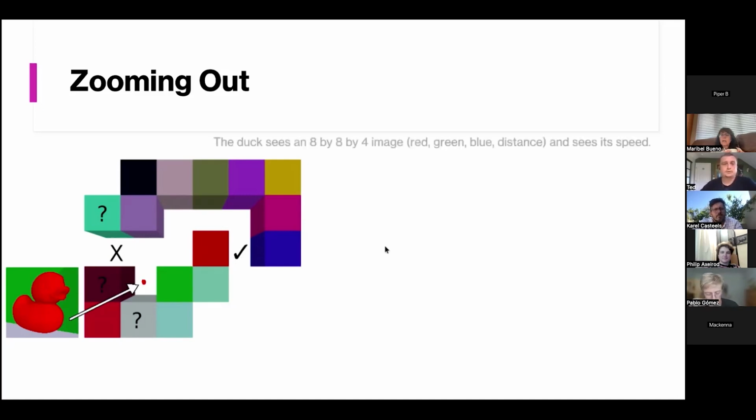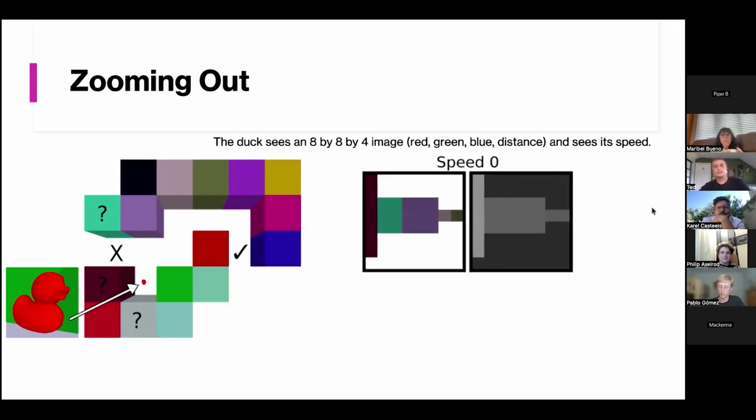Here's how this will work. Well, first of all, this duck gets an observation. It can see pictures just like we were seeing pictures. The pictures are 8 by 8 by 4. You already know the channels are red, green, and blue, but now we have a fourth channel. It's distance. So it's as if the duck has a depth perception. And the duck gets to observe its own speed. It knows how fast it's moving.